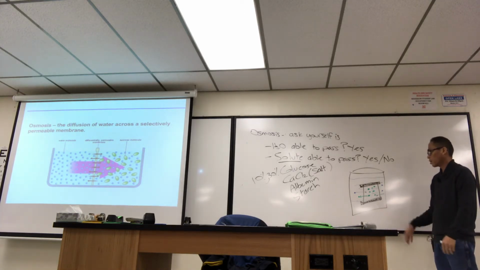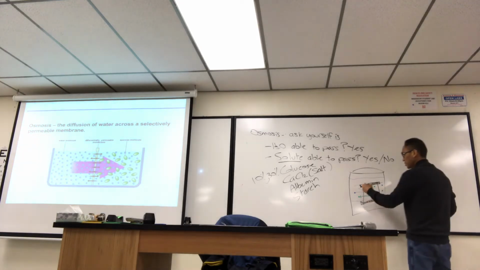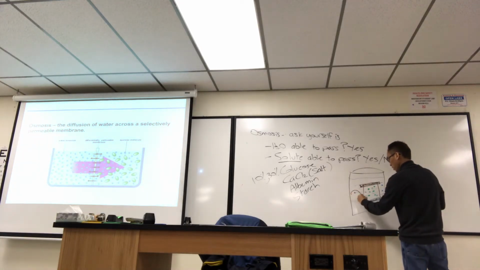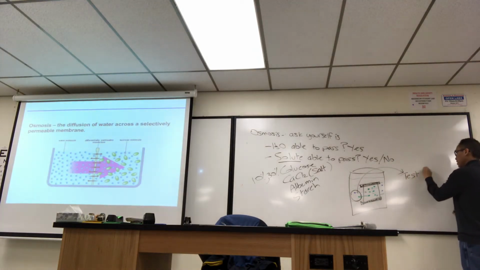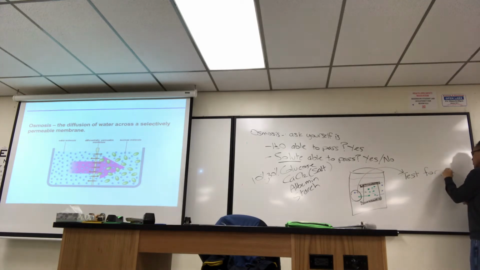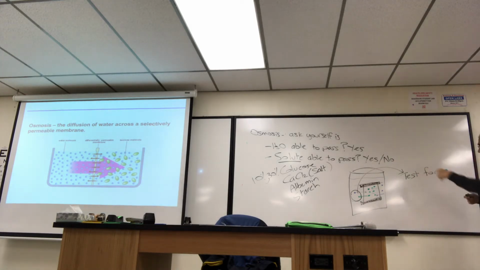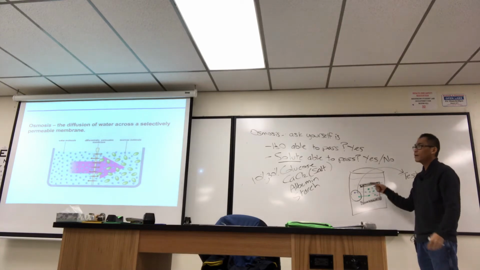So if I want to test whether that green ball got out, why don't I just take some of this solution and test for glucose, or whatever. And you need a positive control and a negative control. Your lab procedures will take you through that. I'm not going to teach it because you have procedures to read, but that's the basic idea.